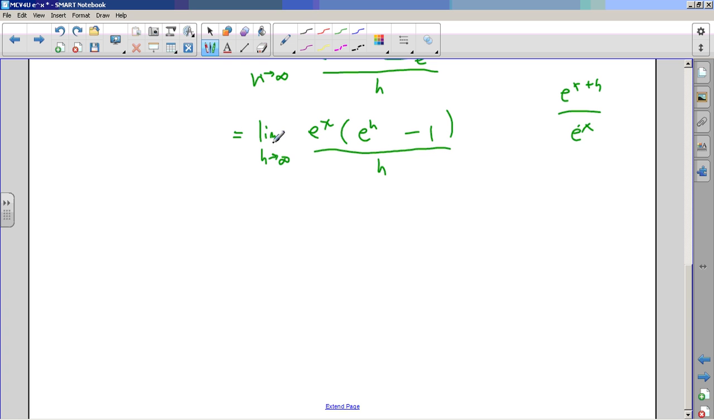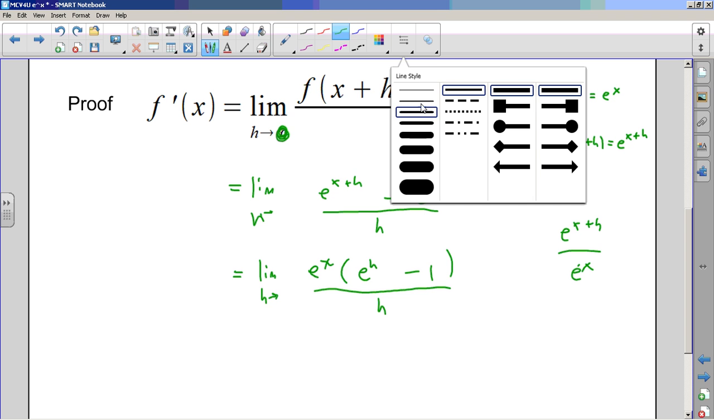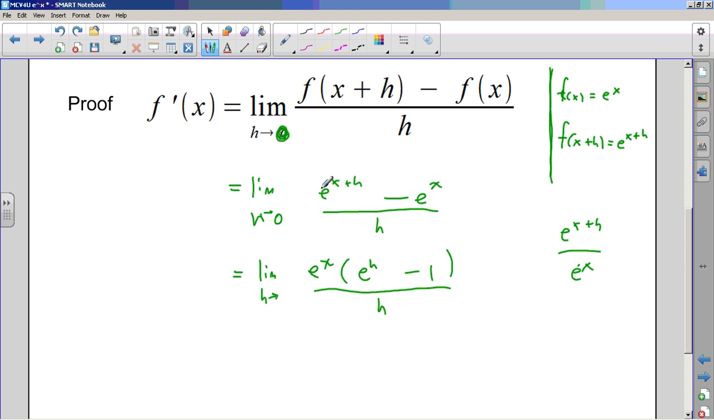Now notice, this here has nothing to do with h. Geez, did you notice that? That's when h should be going to 0. Fix that. I'm a little bit embarrassed about that mistake. I'll have fixed this in your note by the time you print this off. That should be as h tends to 0, right? This is h tends to 0, not to infinity.